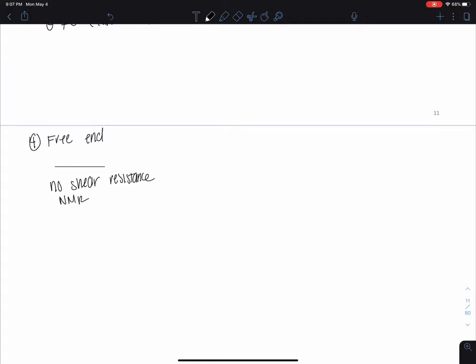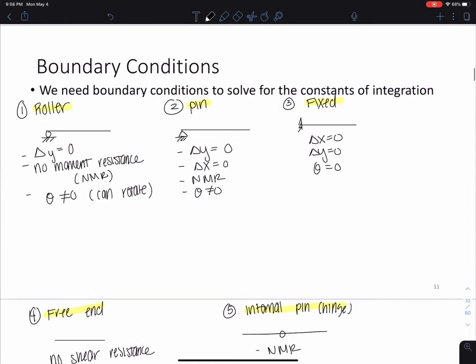Okay, and the last one we'll discuss is the internal hinge or internal pin. It's called both of those things. And that looks something like this, a little circle in a beam. And all we know about this is we have no moment resistance. Okay, so remember these when you're solving problems.